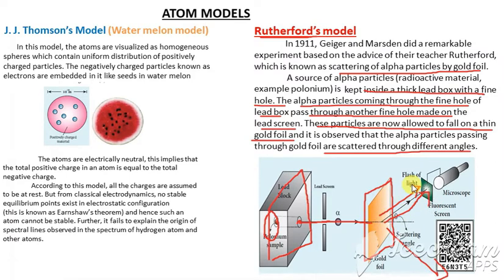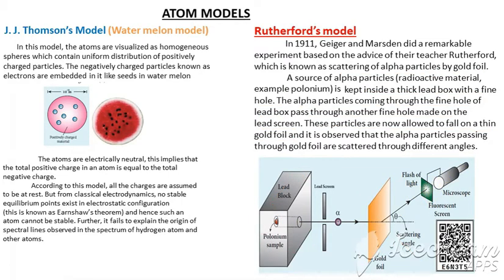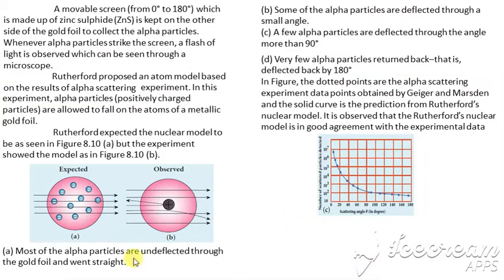Then the particles are made to pass to the fluorescent screen, and it is viewed with the help of a microscope. A movable screen made of zinc sulfide is kept on the other side of the gold foil to collect the alpha particles, and whenever an alpha particle strikes the screen, a flash of light is observed.